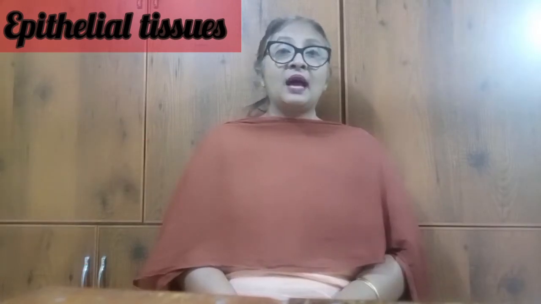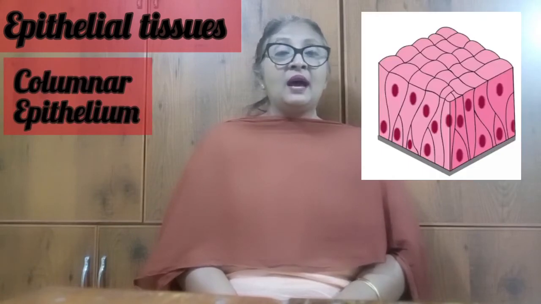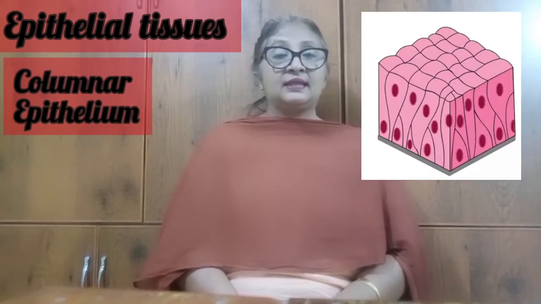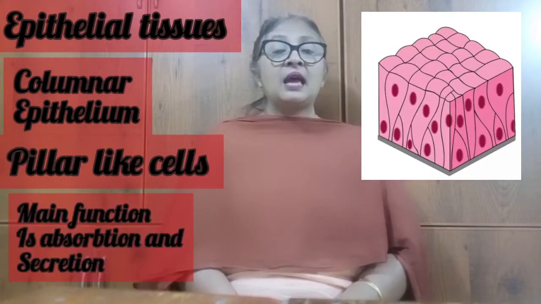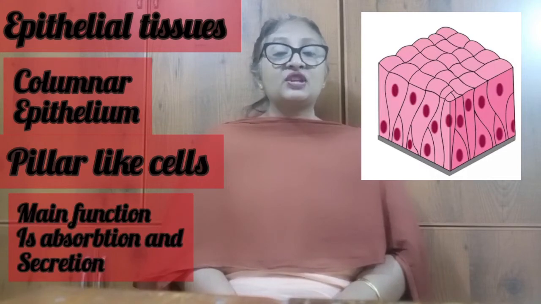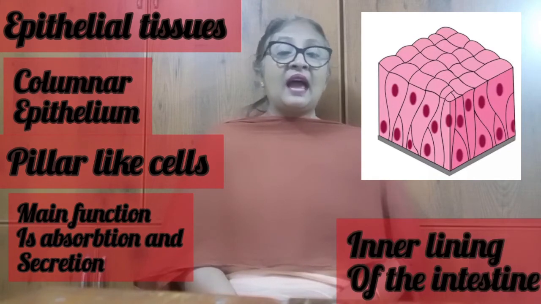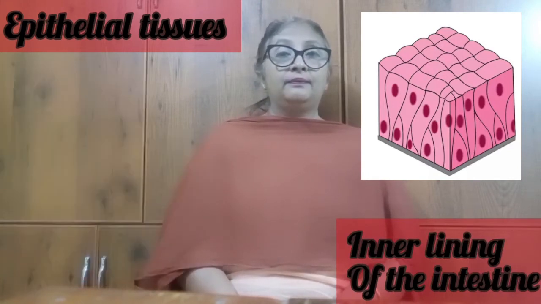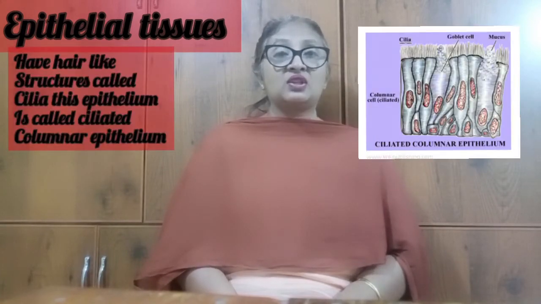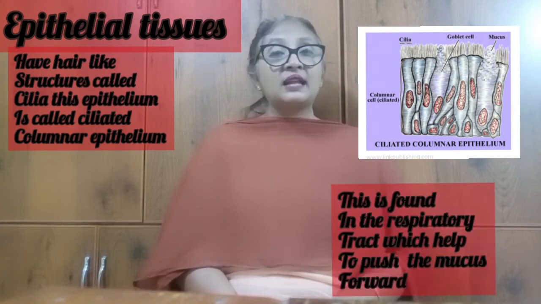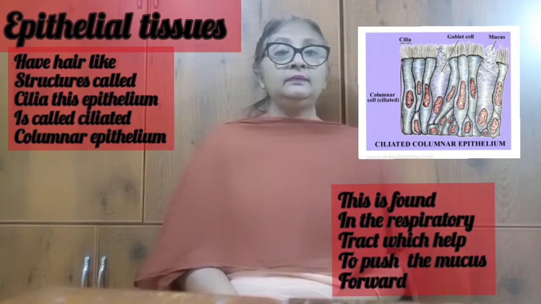Next is the columnar epithelium. The columnar epithelium, as the name suggests, are pillar-like cells. Their main function is absorption and secretion. They are found in the inner lining of the intestine. Some of the columnar cells have a hair-like structure called cilia. This is especially found in the respiratory tract. The cilia help to push the mucus forward.